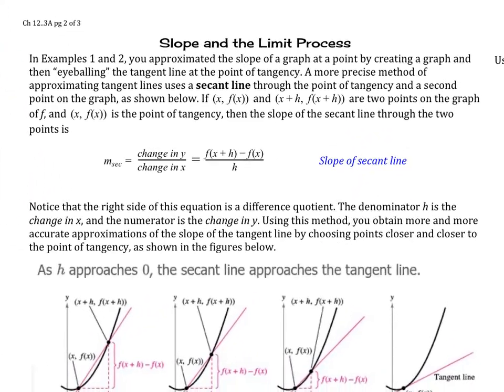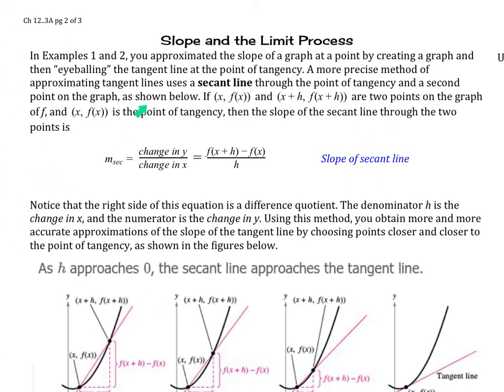So, slope and the limit process. In the first examples, 1 and 2, we approximated the slope of a graph at a point by creating a graph and then eyeballing the tangent line at the point of tangency. Now there is a more precise method of approximating the tangent line using a secant line. The point of tangency and a second point on the graph are shown below.